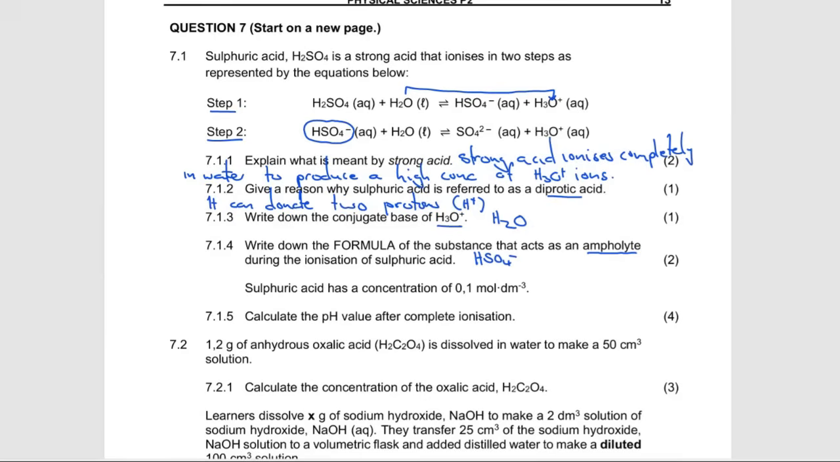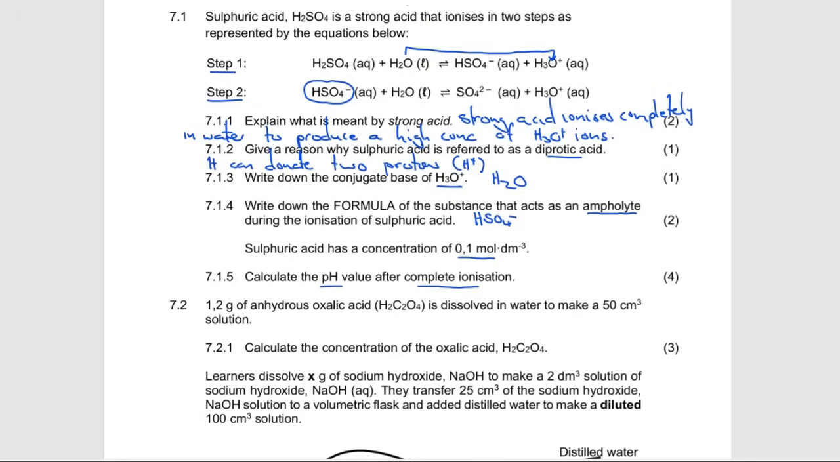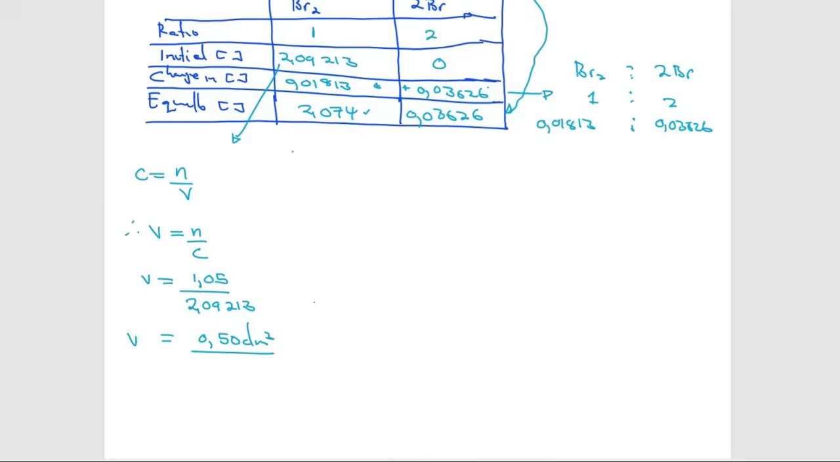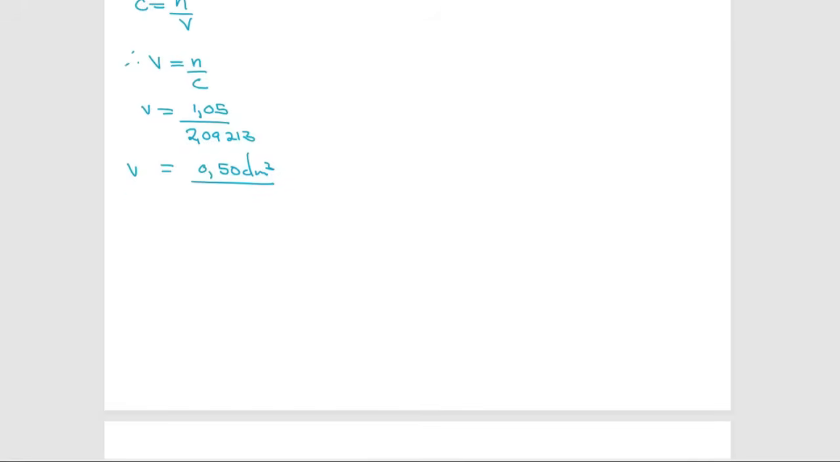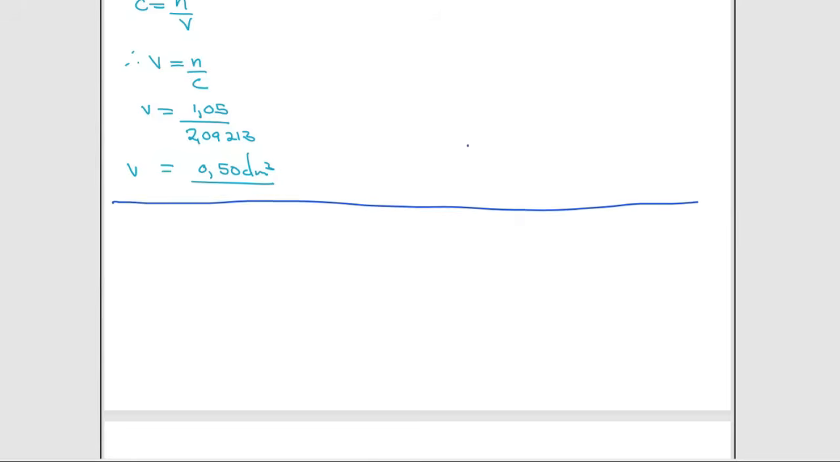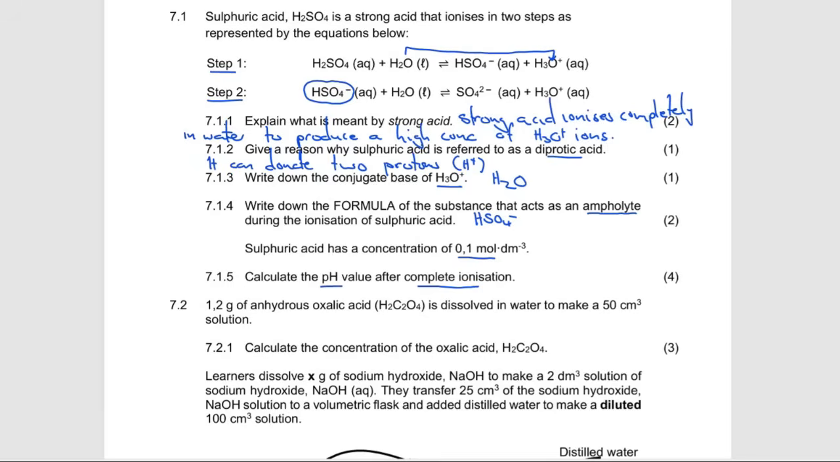Then to proceed, they're saying sulfuric acid has a concentration of this. So we're given the concentration of the sulfuric acid, then we're asked to calculate the pH value for the complete ionization, right? So allow me to use again that other page. So now we're going to proceed and underline that one there. So we're asked to calculate, it says here, calculate the pH value after complete ionization, right? So now we're given that concentration of what?